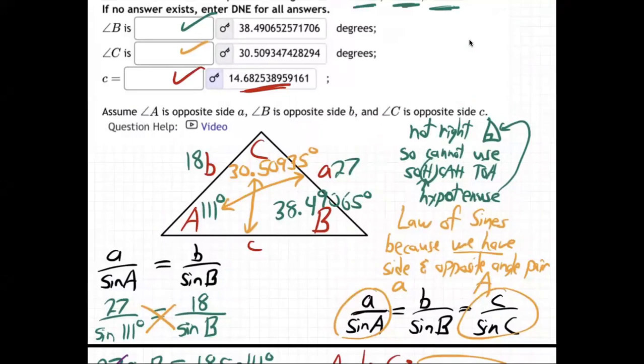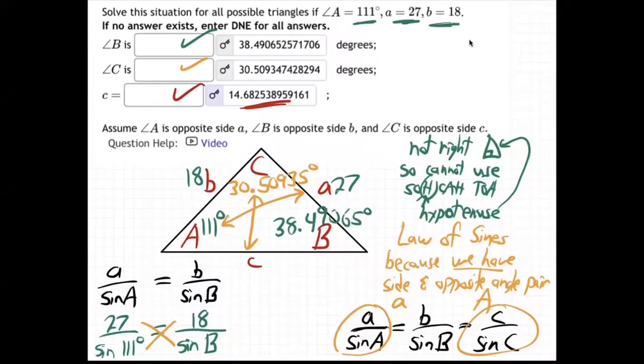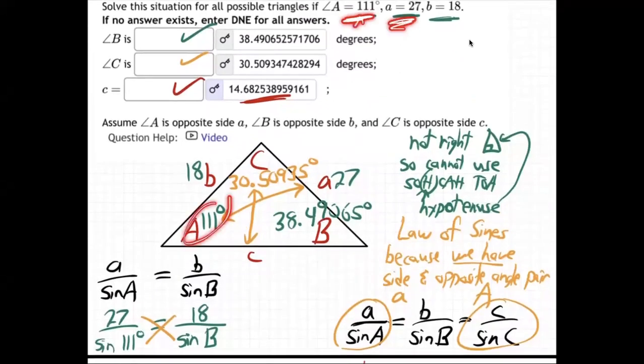So recapping, what did we do? We took the information they gave us in the beginning, and I drew a triangle. A is across from A, B is across from B, C is across from C. And I put in the A is 111, the little a is 27, the B is 18. And right away I said I've got A and half of B, so I can get B. So I did A over A is B over B, law of sines there. And I was able to cross multiply.